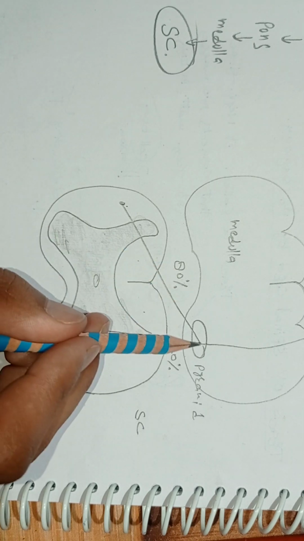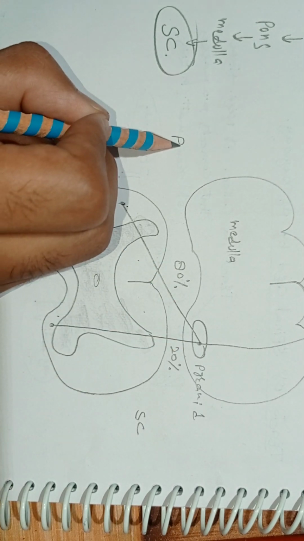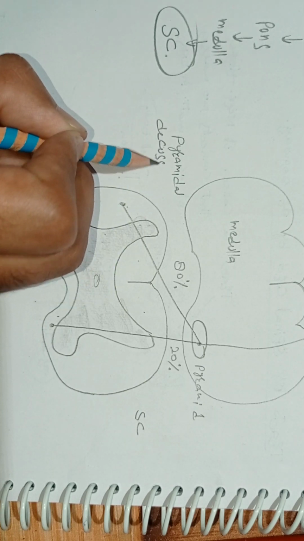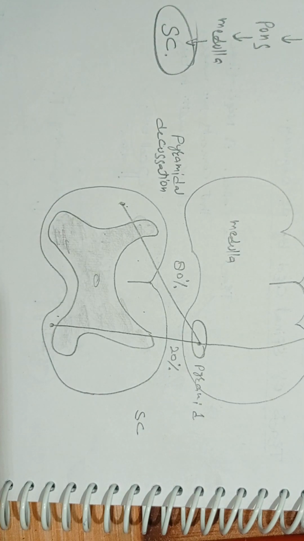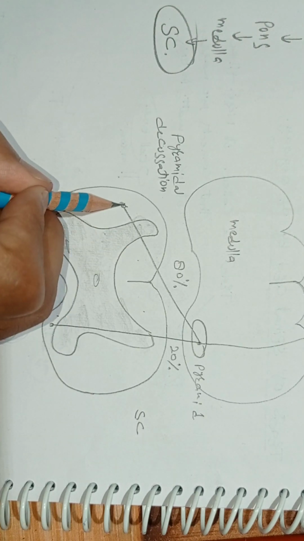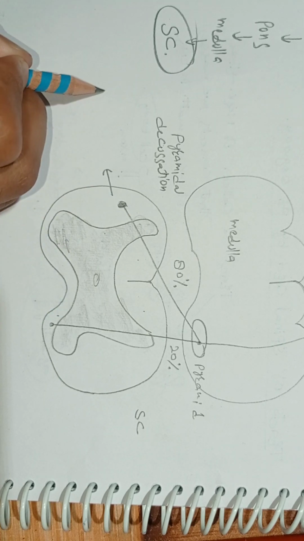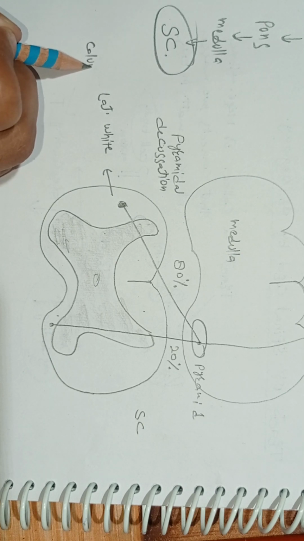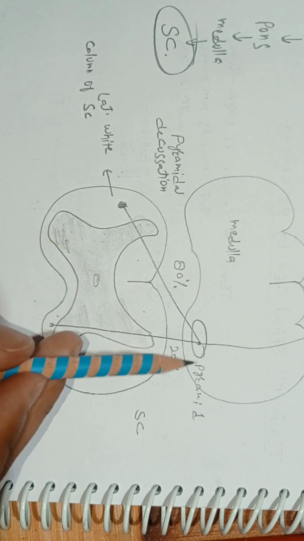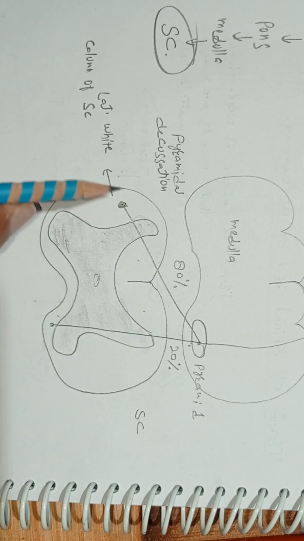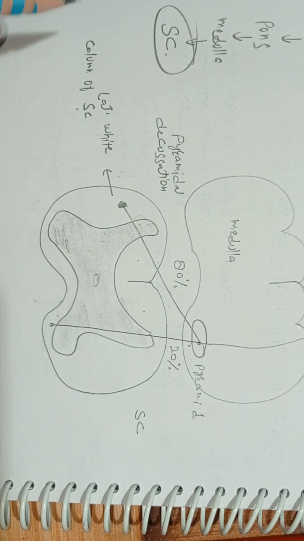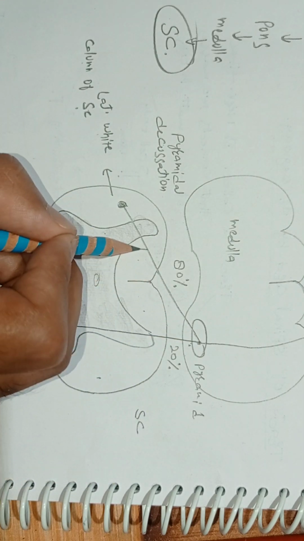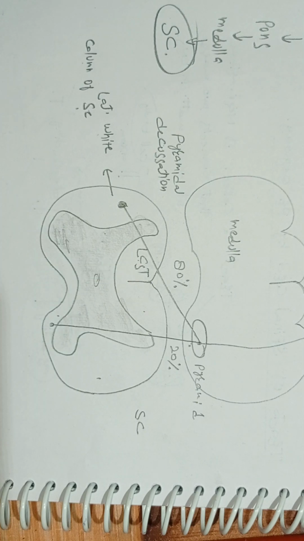This moving of 80% of fibers from one side to the other side is known as pyramidal decussation. These 80% of fibers move to this part. This part is the lateral white column of the spinal cord. So the 80% of fibers move from the lower part of the medulla to the lateral white column of the spinal cord of the opposite side. This is of the same side, this is of the opposite side. So this pathway is known as the lateral corticospinal tract.